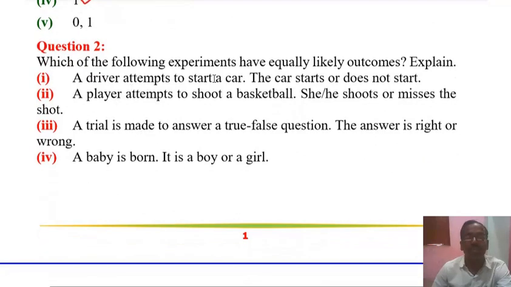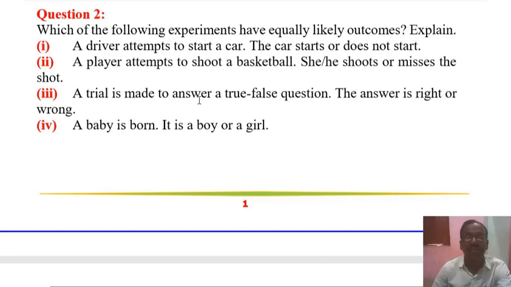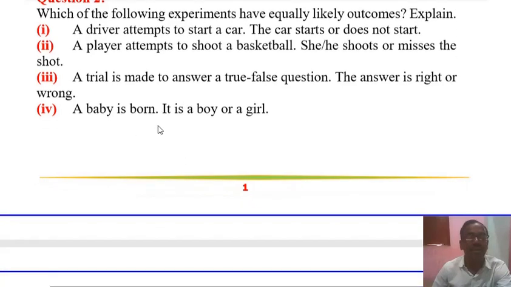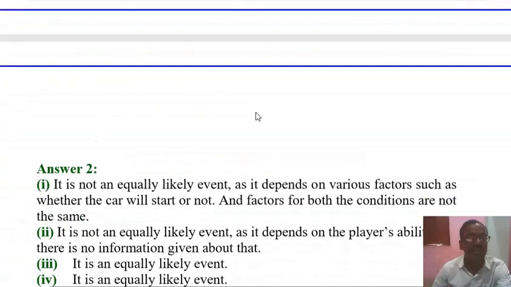Which of the following experiments have equally likely outcomes? Explain. A car driver attempts to start a car. The car starts or does not start. A player attempts to shoot a basketball. He shoots or misses the shot. A trial is made to answer a true-false question. The answer is right or wrong. A baby is born, it is a boy or girl. Let's see the answer. Here is the answer.